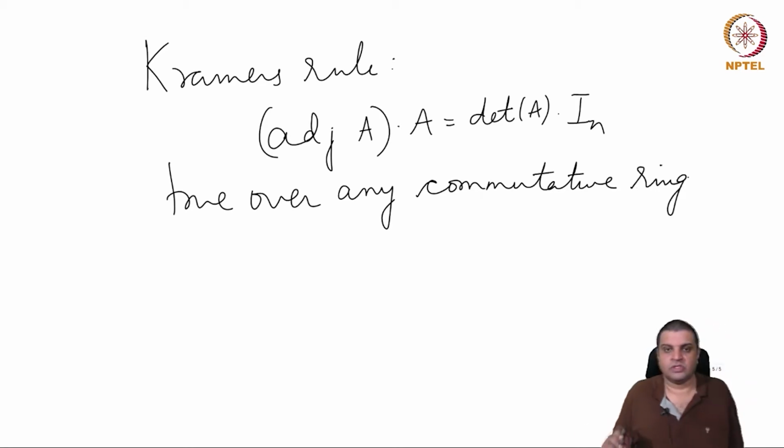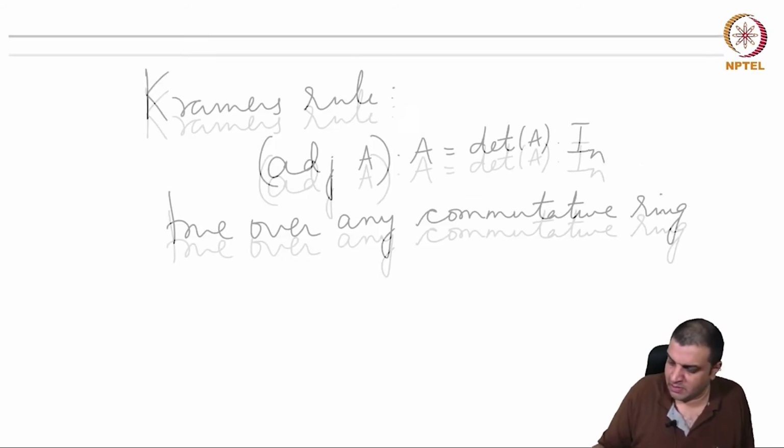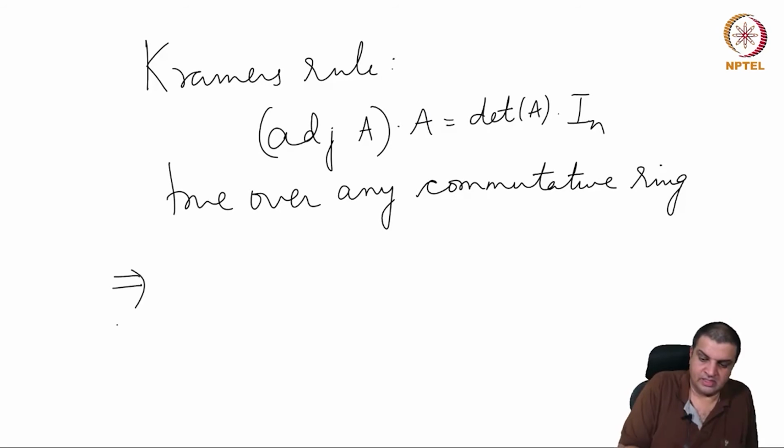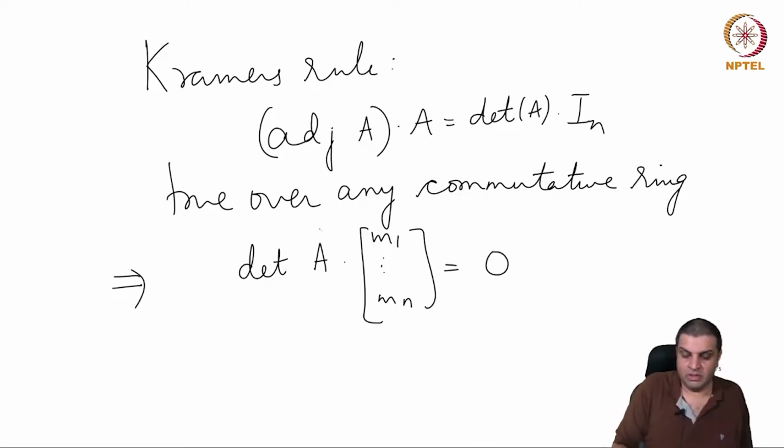Okay, so this is what we have. Now let's multiply both sides by the adjoint of A. If you multiply both sides by the adjoint of A, we get that the determinant of A times this vector m1 through mn equals 0. But what does the determinant of A look like?